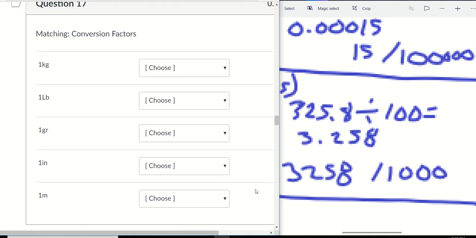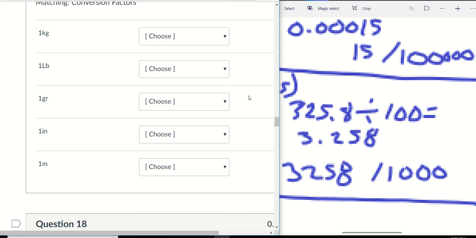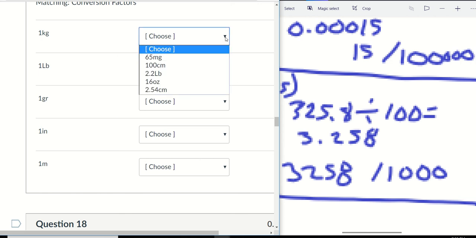All right, additional conversion factors. So 1 kilo is how many pounds? 2.2.